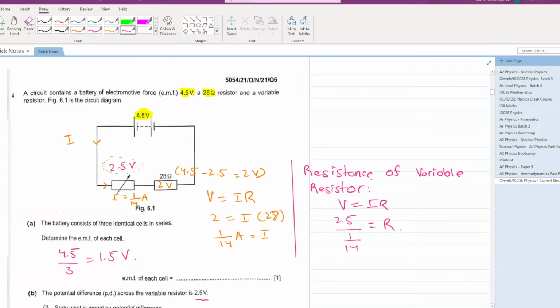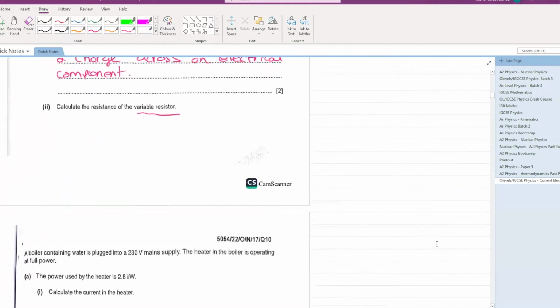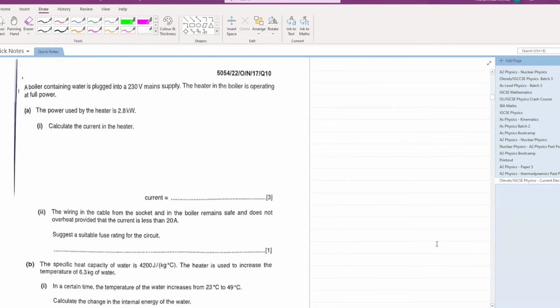Yeah, you can surely do that. 2.5 into 14 comes out to be 35 ohms as your resistance of the variable resistor. Pretty simple, if you just apply V is equal to IR two times. Let's further move ahead. A boiler, this is a new question.